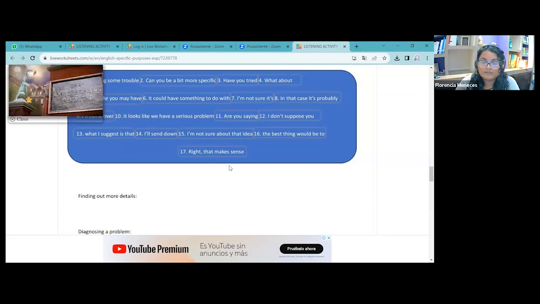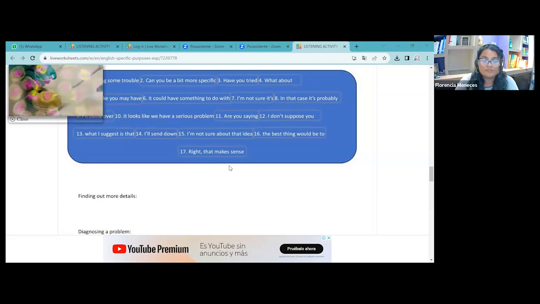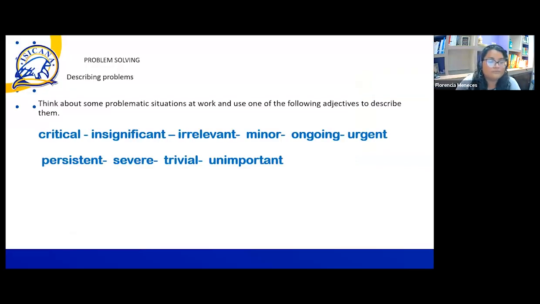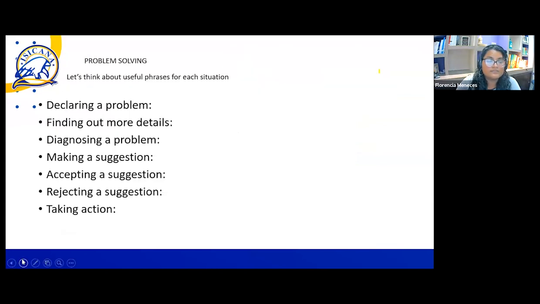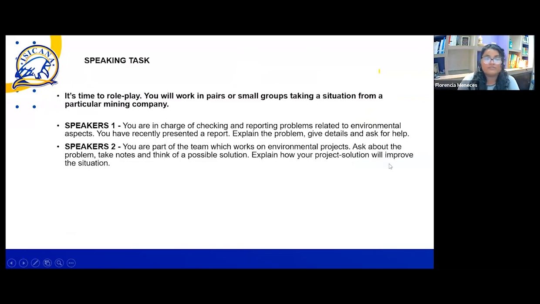Here it is. Okay. There are some activities. These are all the situations that we might have to use when talking about these problem-solving situations. And let's go back to this speaking task.